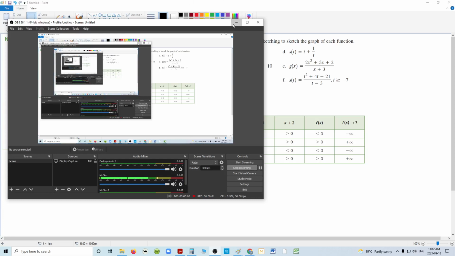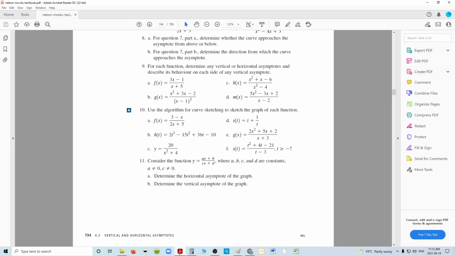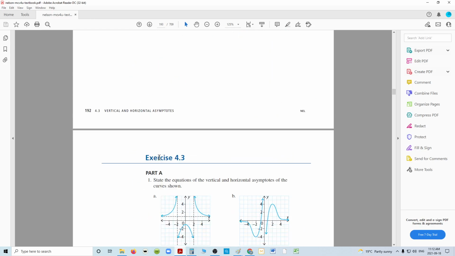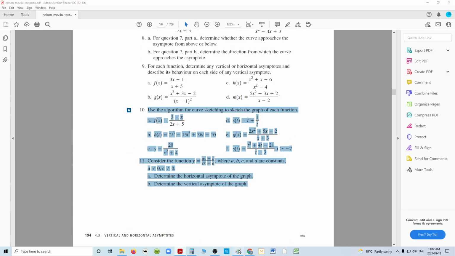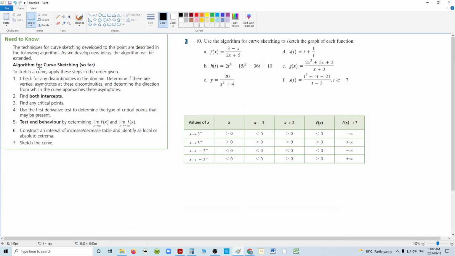Okay, so it's been a long time since I've done the calculus unit. I'd left off at number 10 for 4.3. And what they go on about here is the sketching algorithm, which is really important to learn for sketching because otherwise you miss parts.